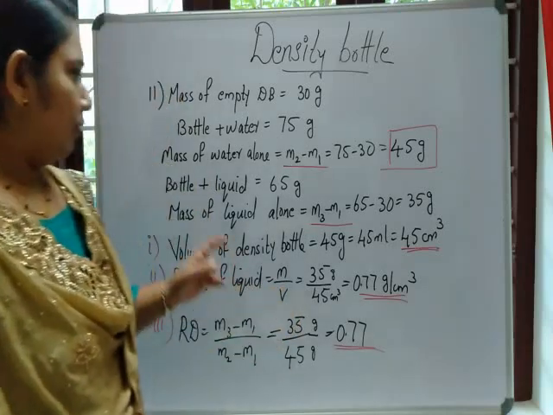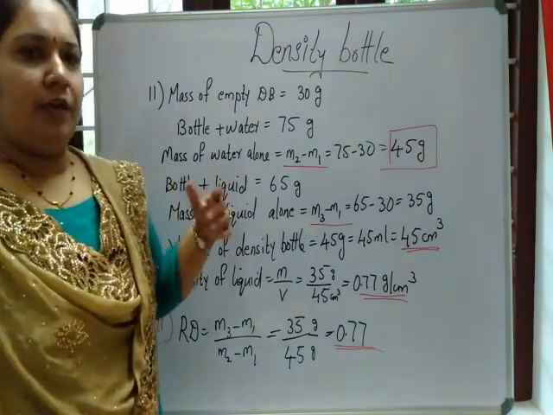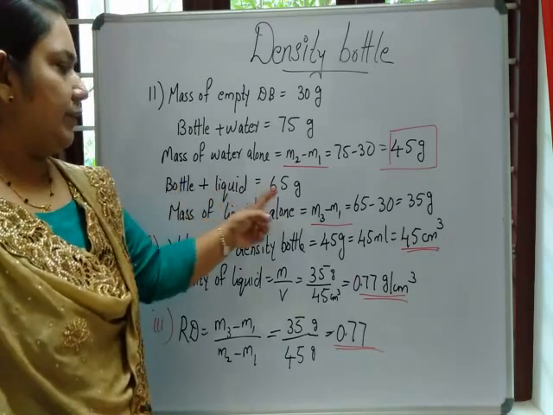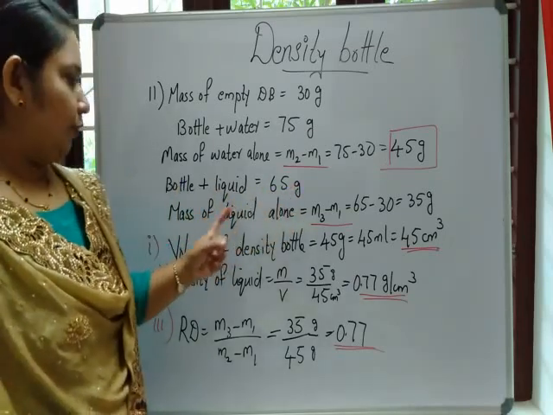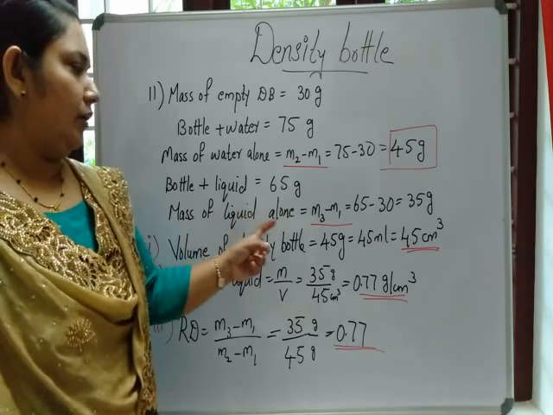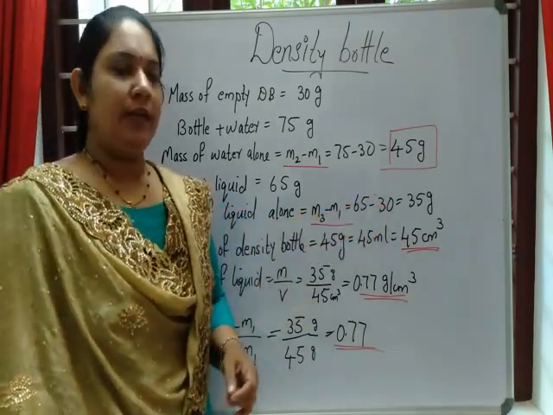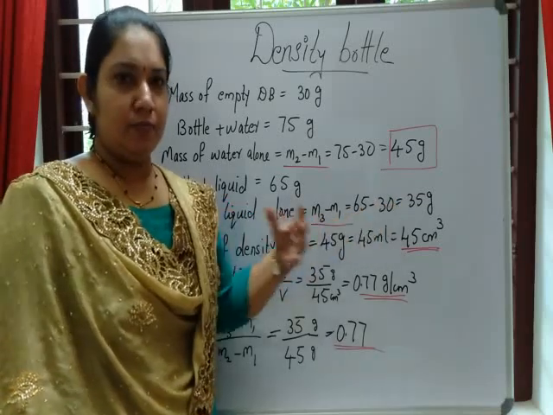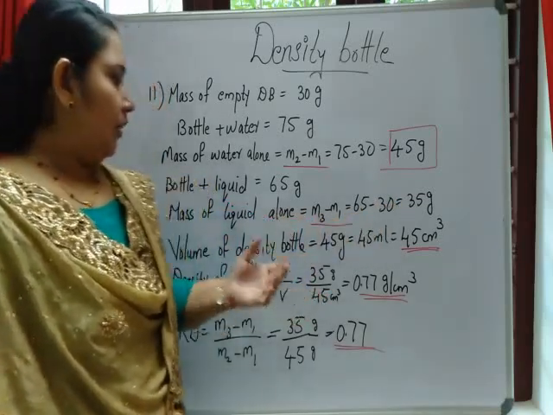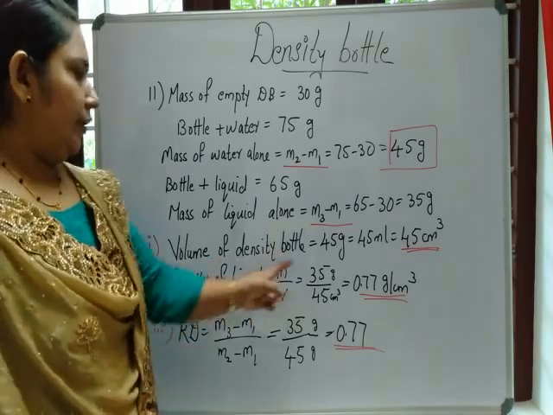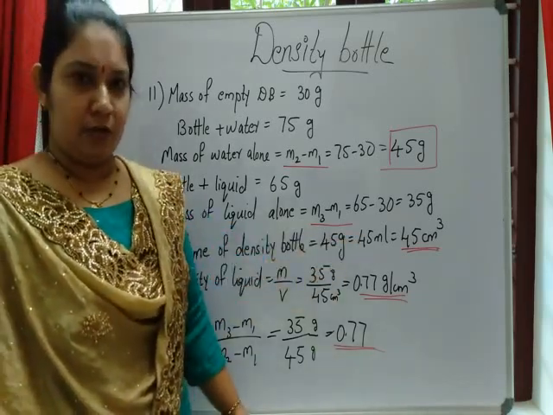Okay. Now bottle plus liquid. A particular liquid is taken. So bottle plus liquid mass is given as 65 gram. For calculating the mass of the liquid alone, it is M3 minus M1, that is 65 minus 30. You will get 35 gram. That is the mass of the given liquid. You are asked to calculate the volume of the density bottle. We already got it as 45 centimeter cube.